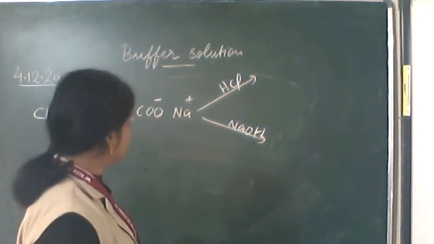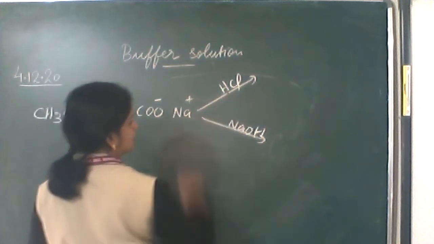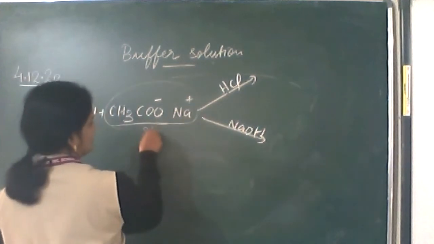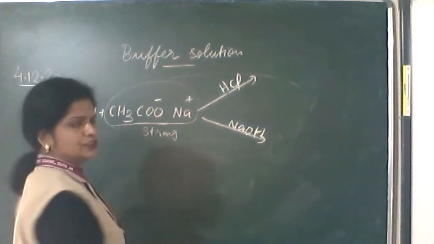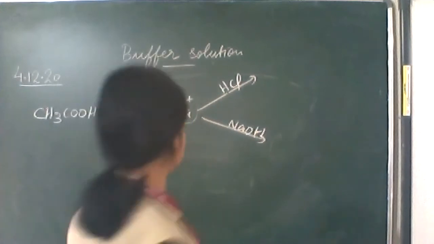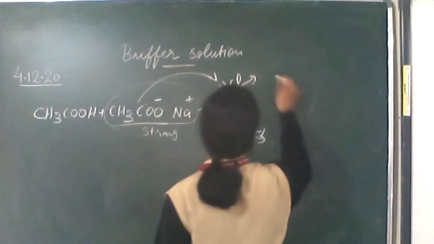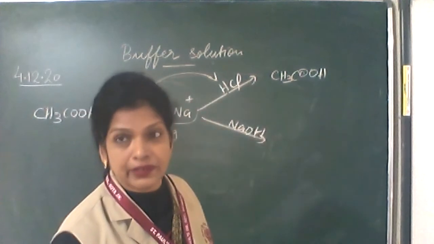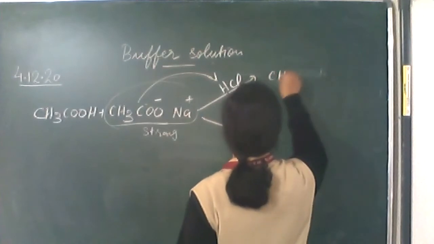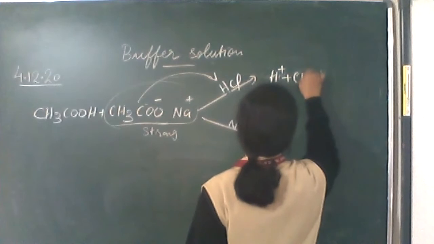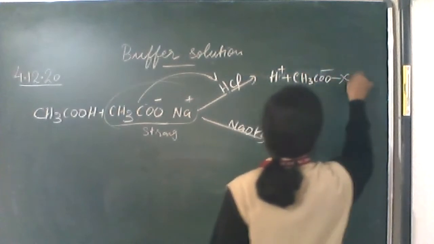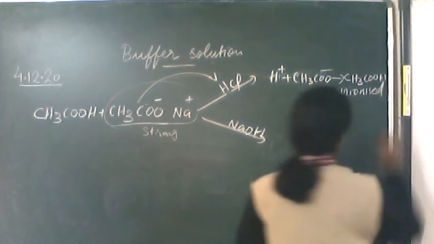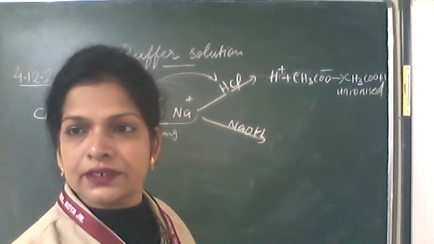Now HCl can provide H plus. H plus will react with this portion. This is a strong electrolyte, it dissociates fully, so lots and lots of CH3COO minus will be obtained. This CH3COO minus will react with this H plus to form CH3COOH, which is unionized. So the H plus added will react with CH3COO minus to form CH3COOH, which is unionized. You know that it is a weak acid, weakly ionized.